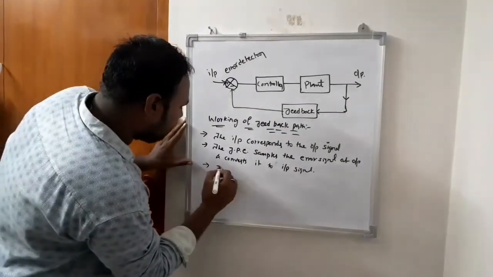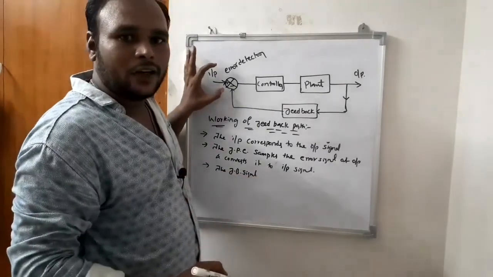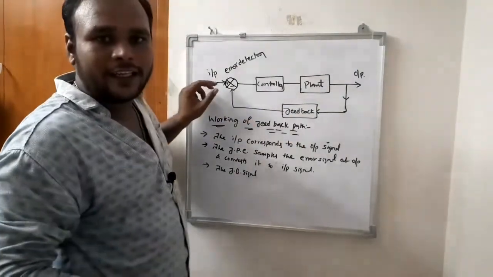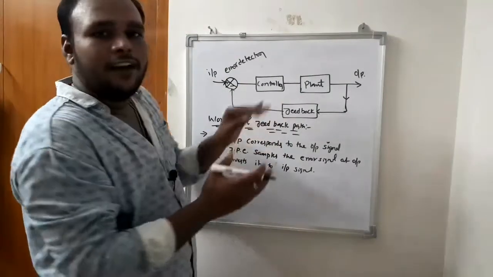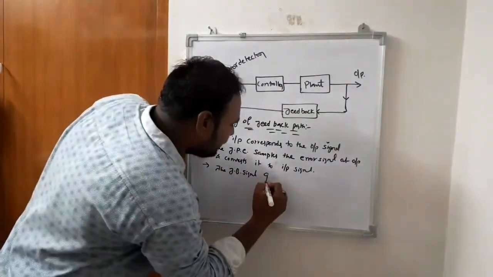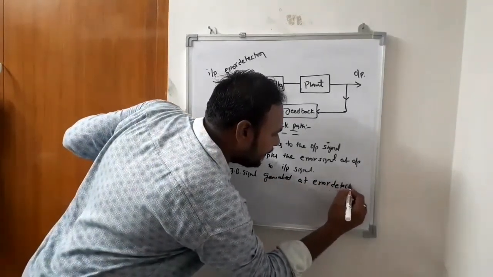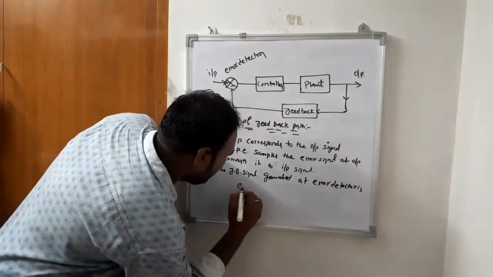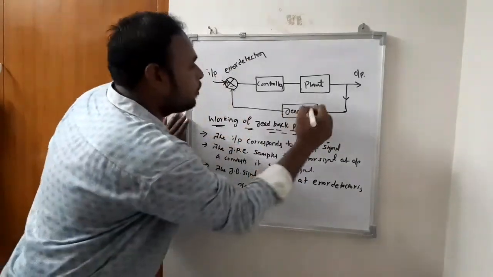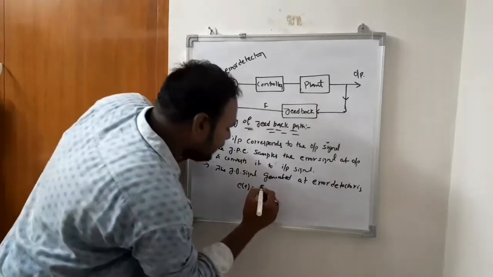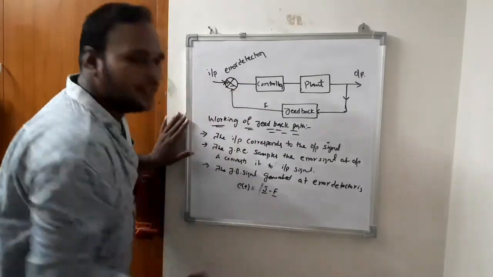What happens? The feedback signal is fed to the error detector, and the signal generated at the error detector is the difference between the reference signal and the feedback signal. So the error E(t), let the feedback signal be F and the input signal be I, is I minus F: the input signal minus the feedback signal.